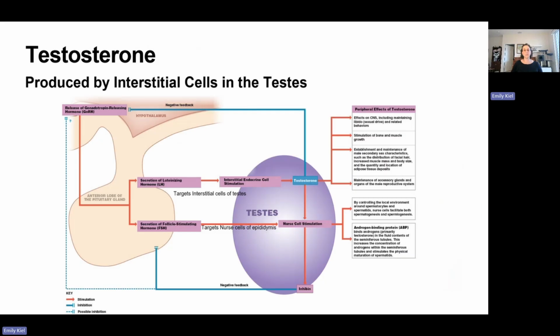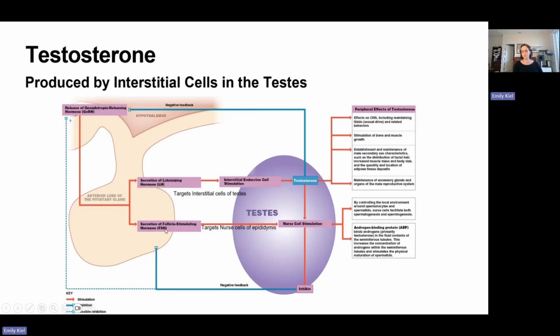So let's talk a little bit about testosterone, because this is the big hormone that regulates sperm production. Testosterone is produced by the interstitial cells in the testes. And there are two hormones that are going to play a role in both male and female reproduction. They're going to be released specifically from gonadotropin releasing hormone. That's going to come from the hypothalamus and then tell the anterior lobe of the pituitary gland to make luteinizing hormone and follicle stimulating hormone.